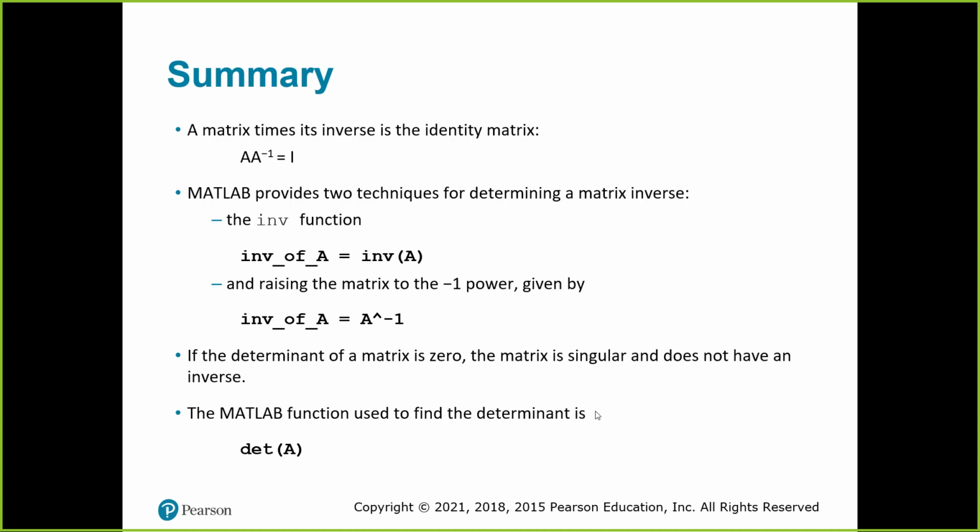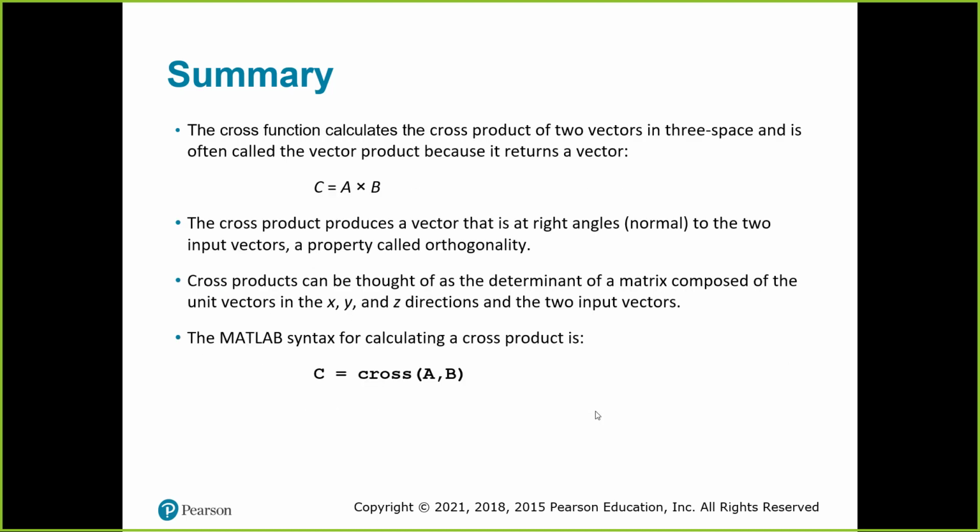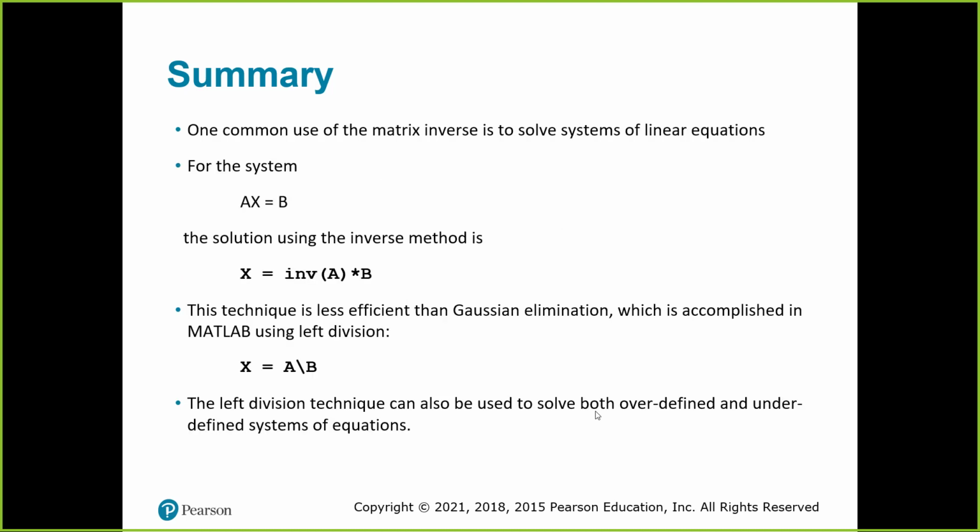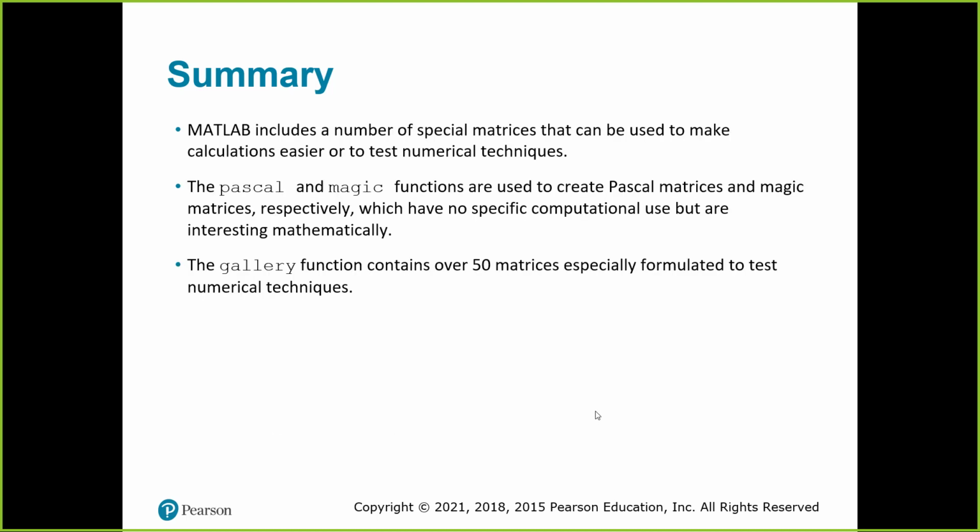Techniques for determining the inverse. Okay, yeah, you can do that. A determinant of 0 does not have an inverse. Cross products are for multiplying vectors. Systems of linear equations are solved with the inverse, left divide, and the reduced row echelon function. And then there's Pascal, magic, and gallery. Oh, and where's Rosser? I left Rosser out.